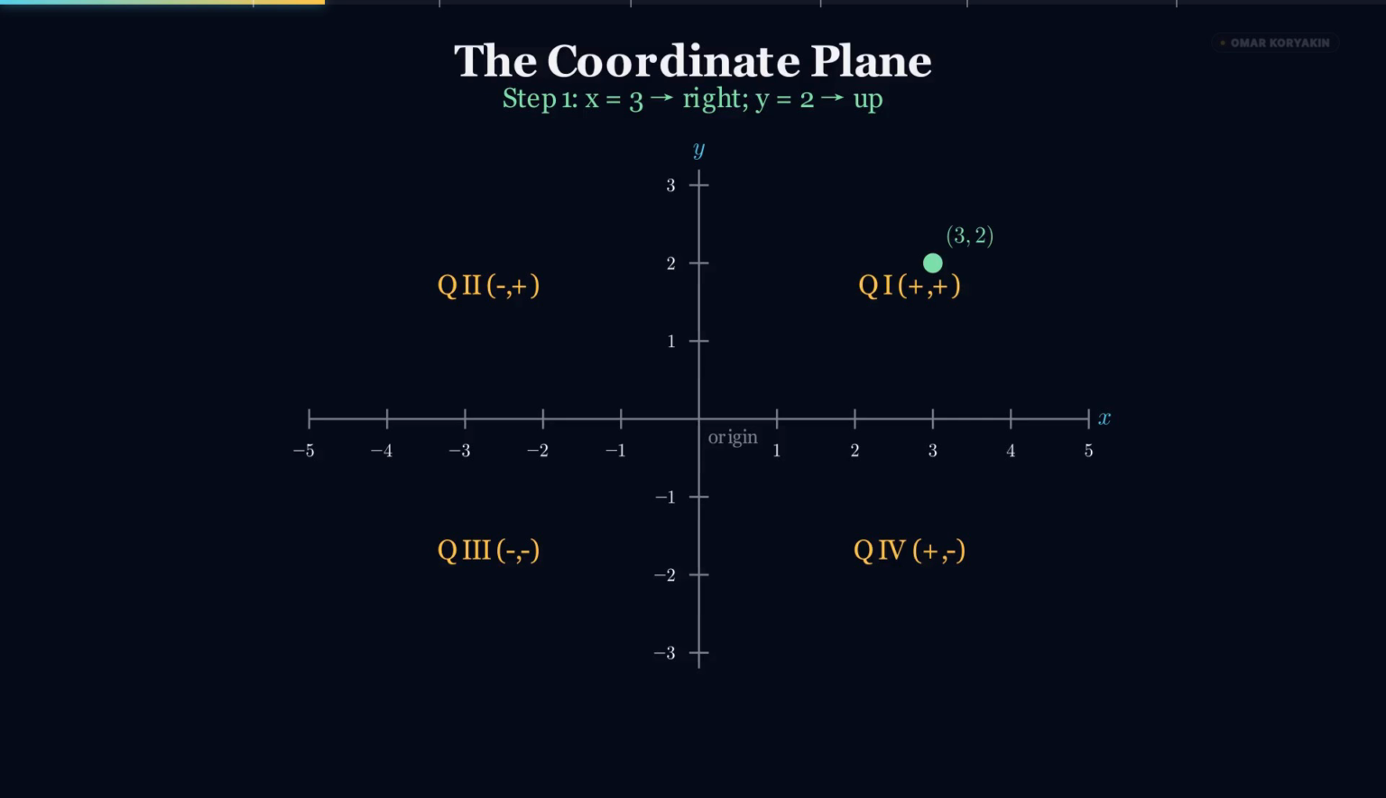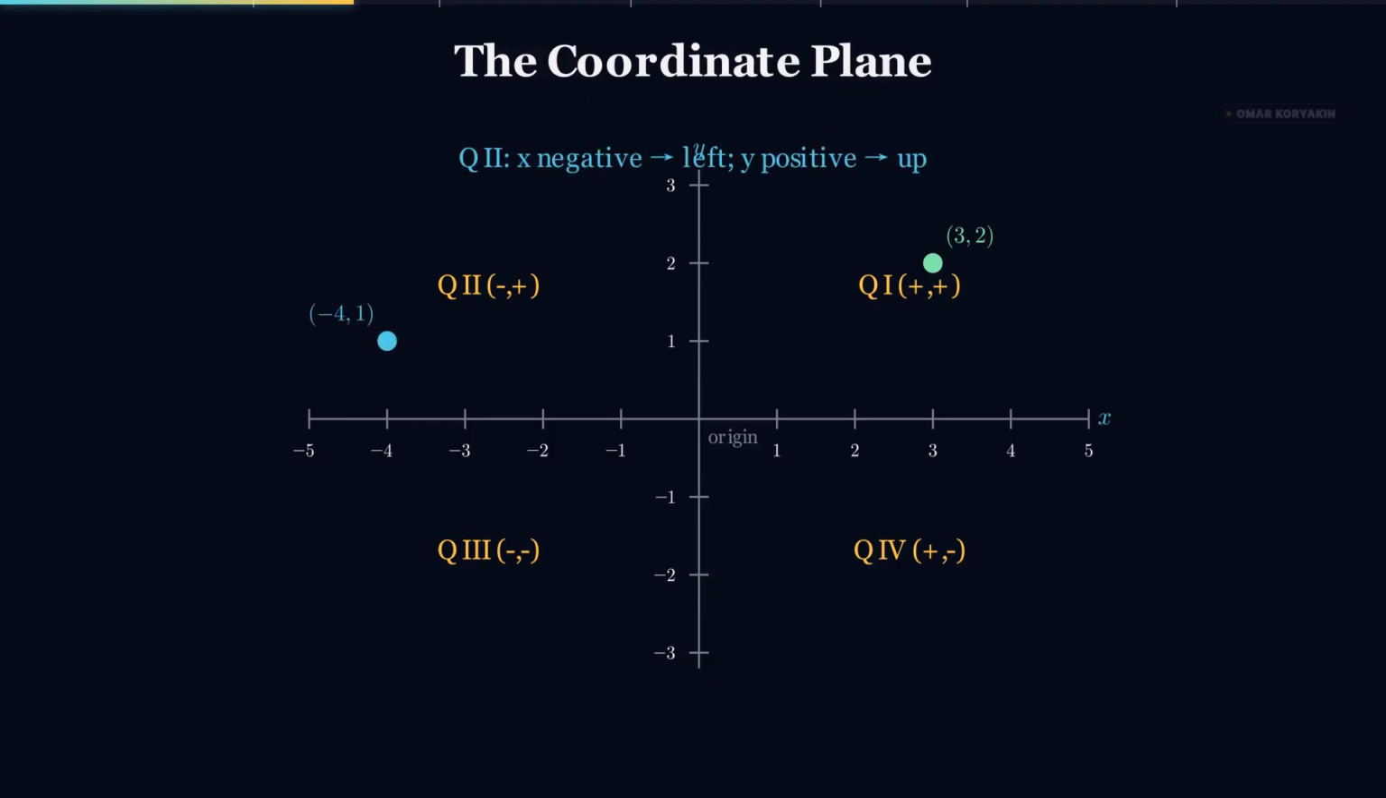Step 1 in plotting a point. Read the x-coordinate from the ordered pair and move horizontally from the origin right for positive, left for negative. The horizontal motion lands you on a vertical line through the chosen x-coordinate parallel to the y-axis. The first coordinate has been used and the second is still pending.